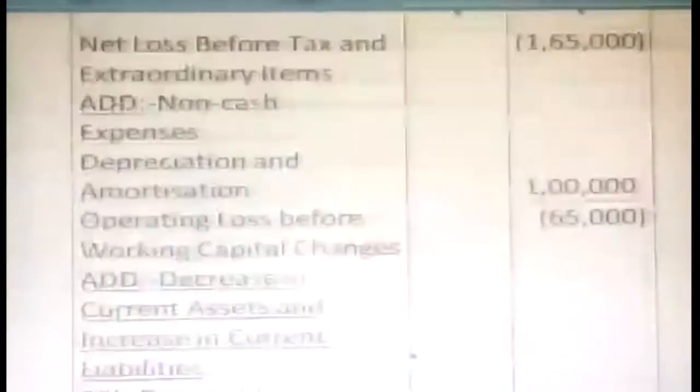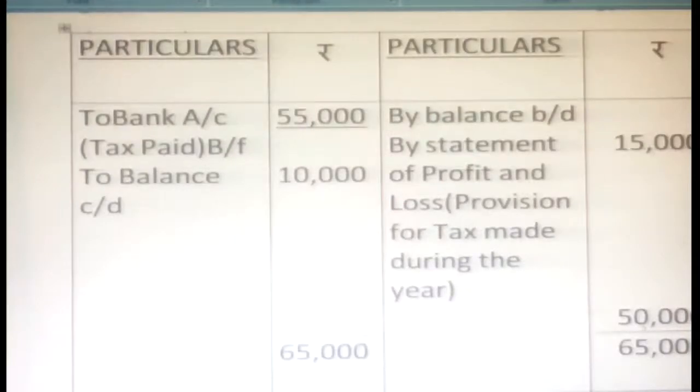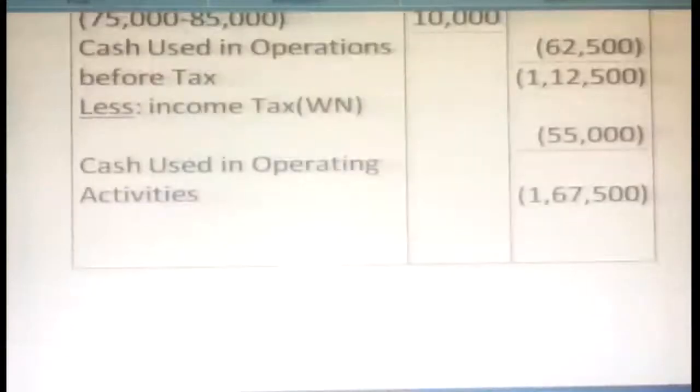For this, we are going to format this here. With the information, you are going to prepare the provision for tax account. Opening balance, as I said, 15,000, closing balance 10,000, and similarly the provision we made clearly 50,000. So here how much you paid to the bank as tax paid, balancing figure 55,000. Okay. From this information, from this working note, this 55,000 we are going to post here.